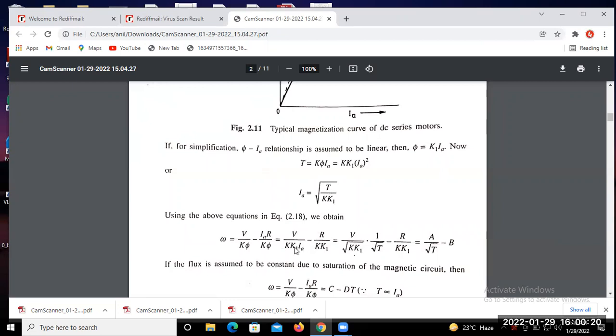तो कितना बच जाएगा? ये यहाँ से कैंसिल आउट हो जाएगा, तो V by square root of K1 into K into 1 by root T. So constant term divided by square root of torque, minus this one is your R, your constant value, armature resistance plus field winding resistance. Armature winding resistance plus field winding resistance.